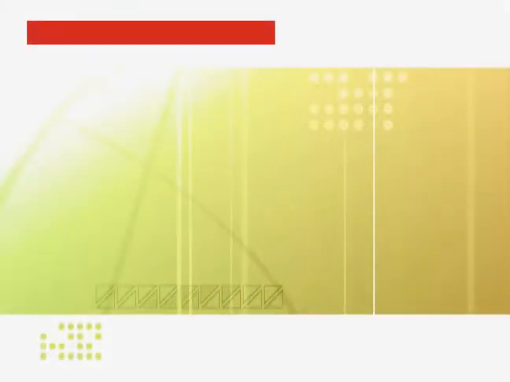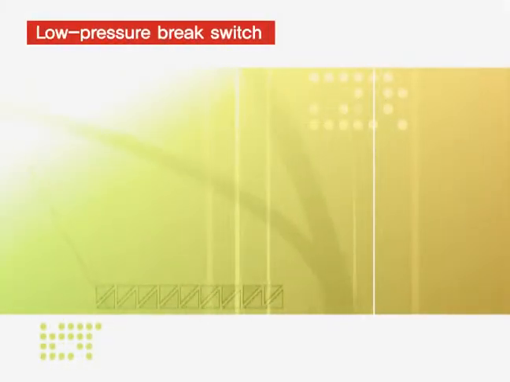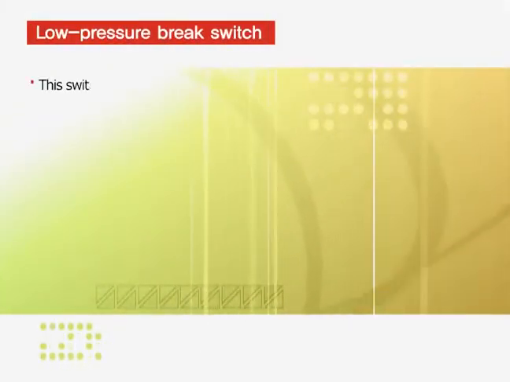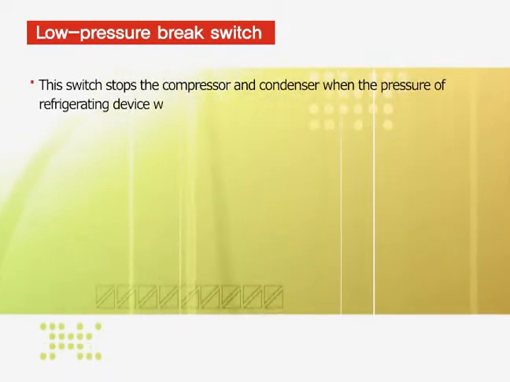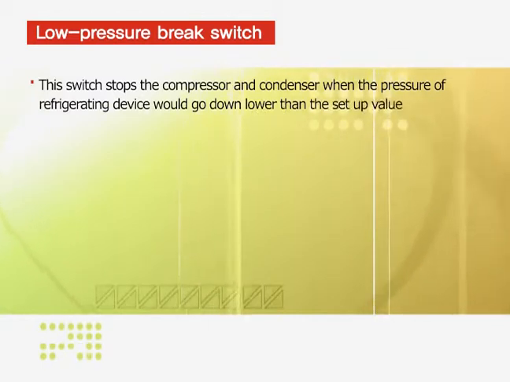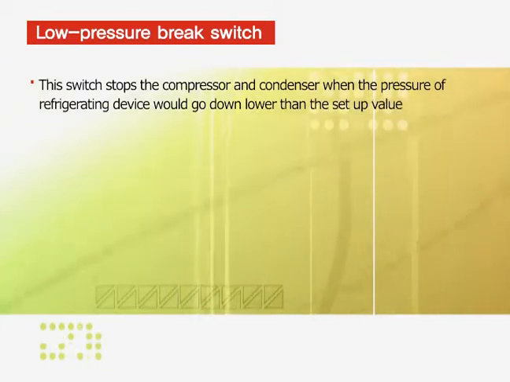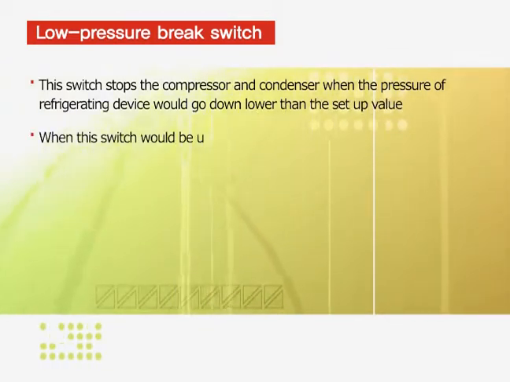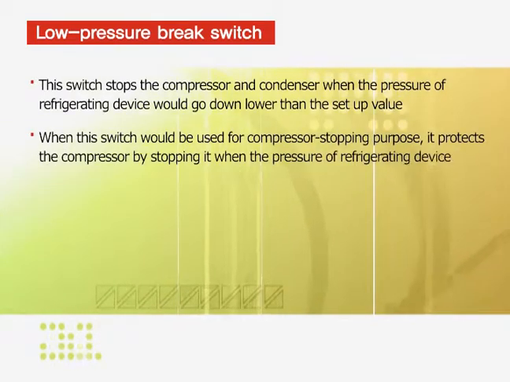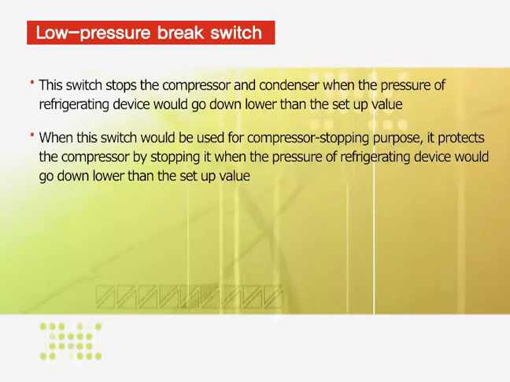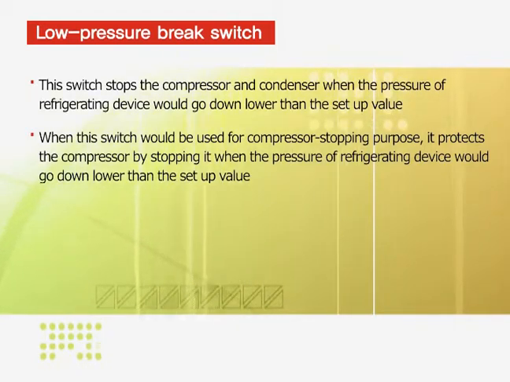First is the low-pressure brake switch, which is a kind of pressure switch. This switch stops the compressor and condenser when the pressure of the refrigerating device goes down lower than the setup value. When this switch is used for compressor stopping purpose, it protects the compressor by stopping it when the pressure of the refrigerating device goes down lower than the setup value.